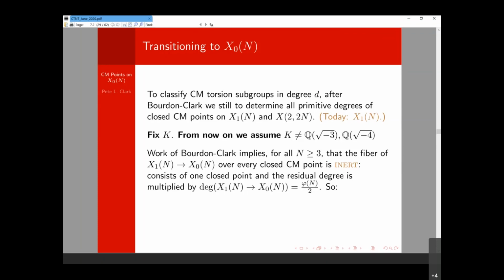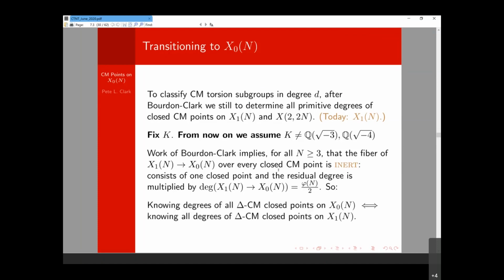So over each downstairs closed point, there's exactly one upstairs closed point, and there's no ramification. And so therefore, the degree of the corresponding field of moduli, the upstairs degree, is equal to the downstairs degree times the degree of this covering map, which is phi of n over 2. So what does that mean?